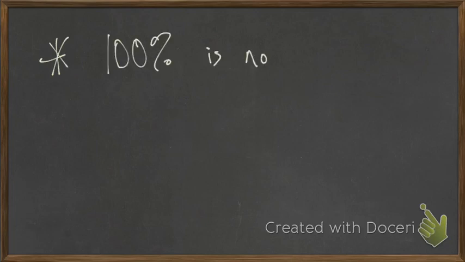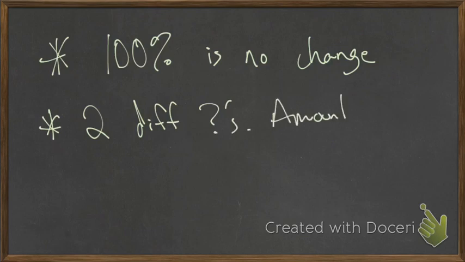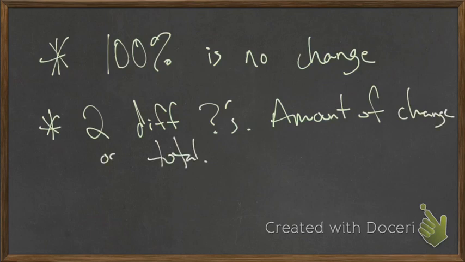Now, let's get down big ideas, because there's a bunch of things I can show you. So, big ideas. 100% is no change. That's like our base. We're either going to increase or decrease. There are also 2 different questions. You could have the amount of change or the total, right? So you have to interpret what it's asking you for. So when you have a bill with tax, they could ask you how much tax you pay, or they could ask you for a new bill total with tax.